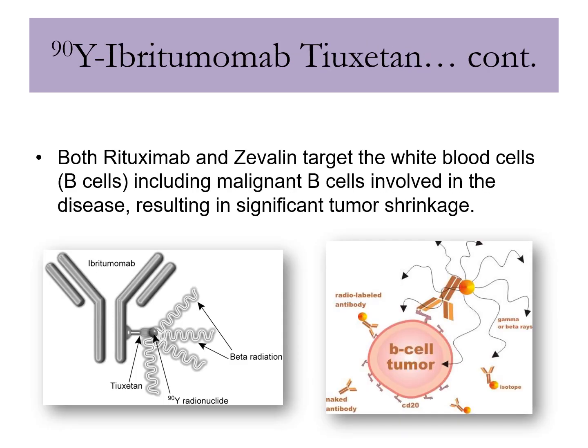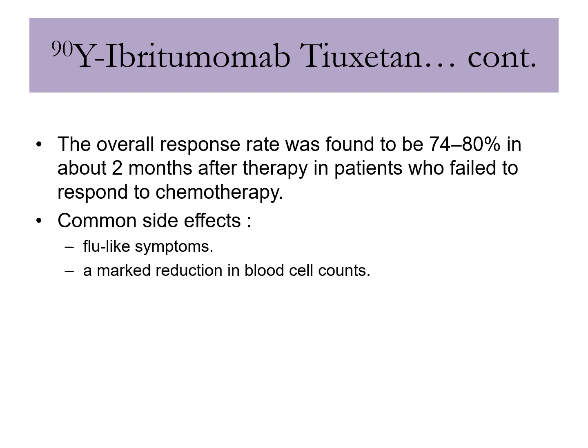Both rituximab and Zevalin target the white blood cell, including malignant B cells involved in the disease, which results in significant tumor shrinkage. The overall response rate was found to be about 74 to 80% in about 2 months after therapy in patients who fail in response to chemo. Common side effect is a flu-like symptom as well as a marked reduction in blood cell count.